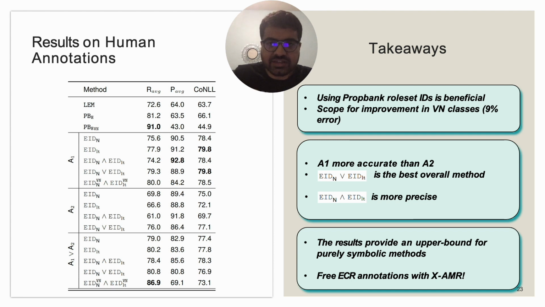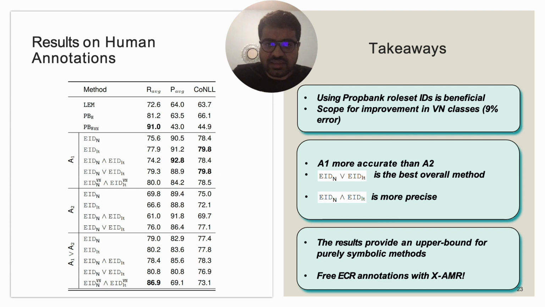Looking at the clustering results, we see the clear benefit of using PropBank when compared to just using the lemma, with a 3.6 kernel score improvement. When comparing the role set resolved with VerbNet classes, we can say that there is a lot of scope for improvement in the VerbNet class annotation.